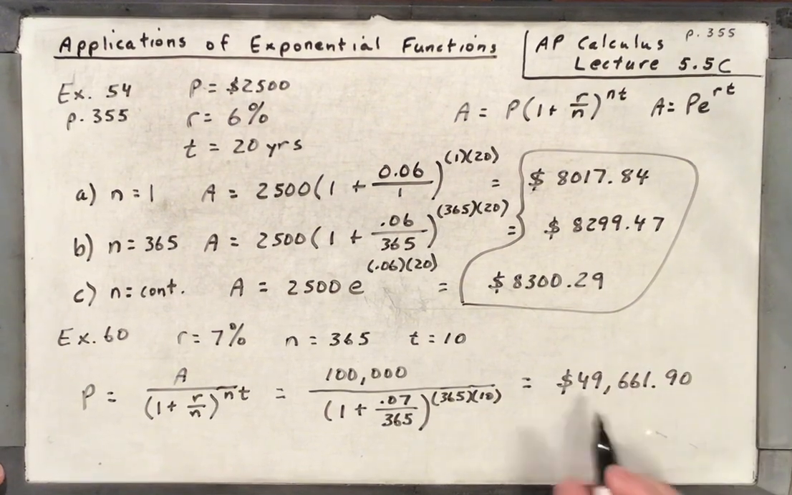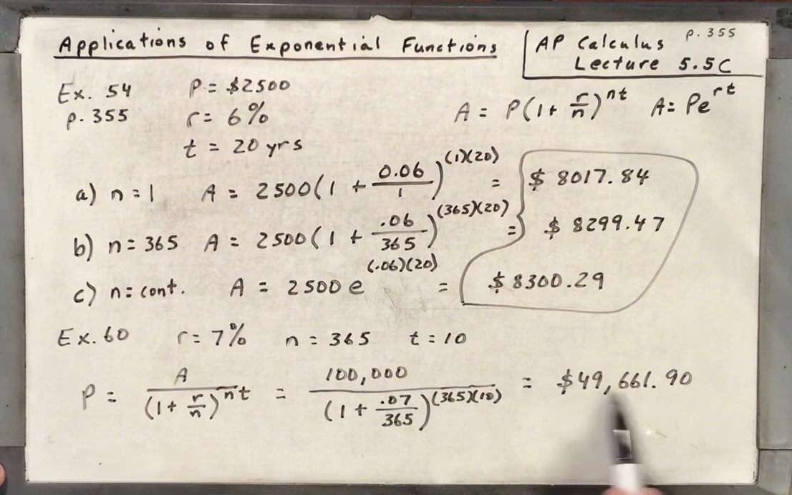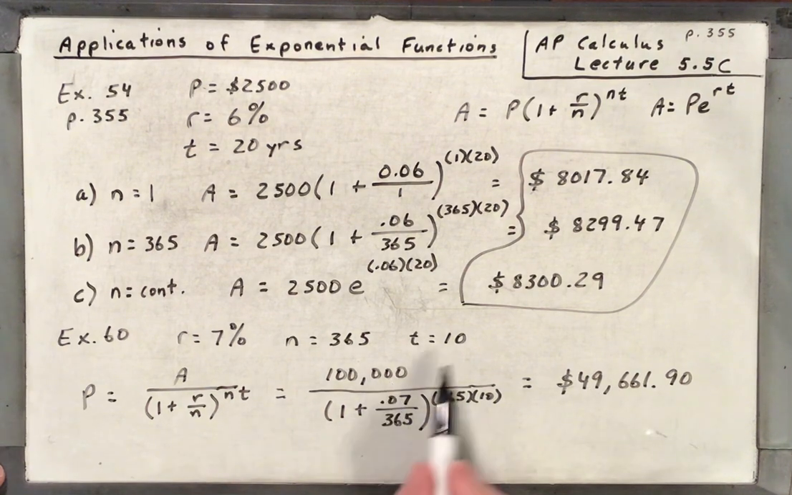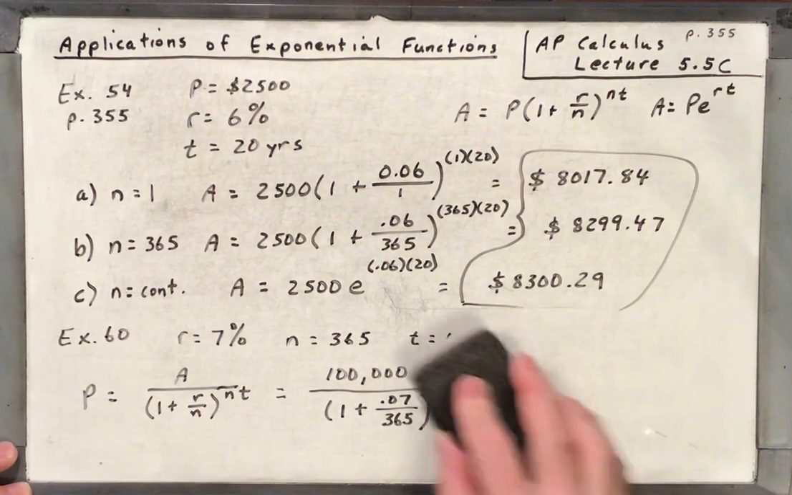$49,661.90. So that's what you would need if you're getting 7% interest compounded daily. If you start with that, you'll have 100,000 after 10 years. All right, pause the video if you need to, and we'll work a different kind of problem.